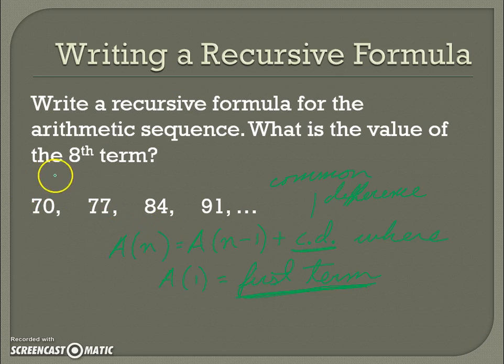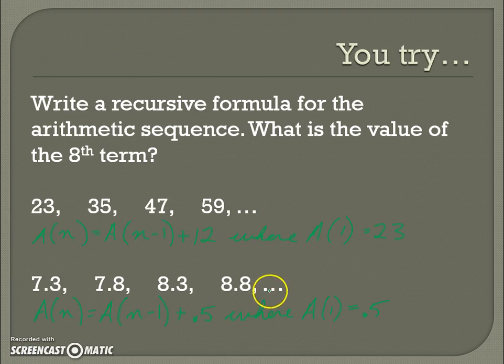But really, you could just count these out. So 1, 2, 3. The fourth is 91, so that the fifth would be 98. The sixth would be 105, and so on. So over here, to find the eighth term, we could do the same thing. This is my fourth term. So if I just continue this pattern on to the eighth term, that's probably the easiest way to do this. So this one I'm adding 12.